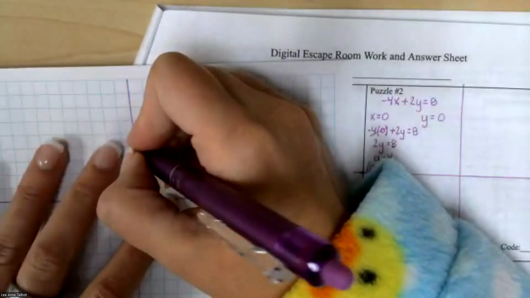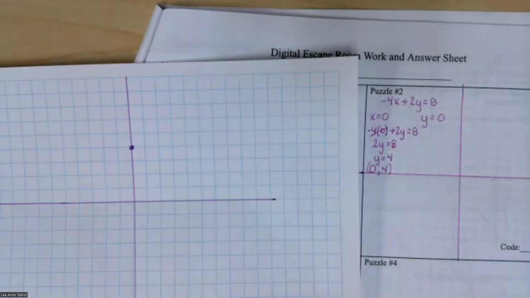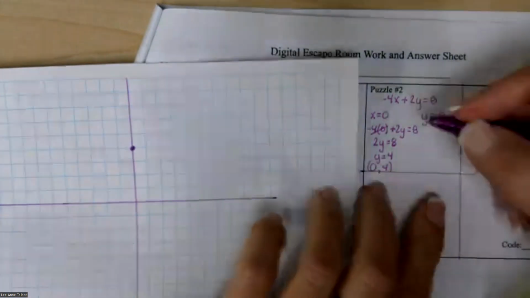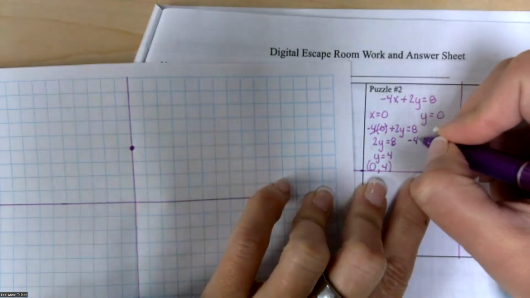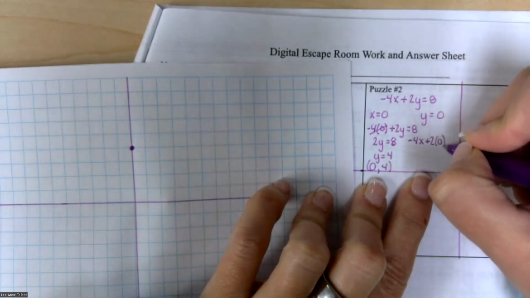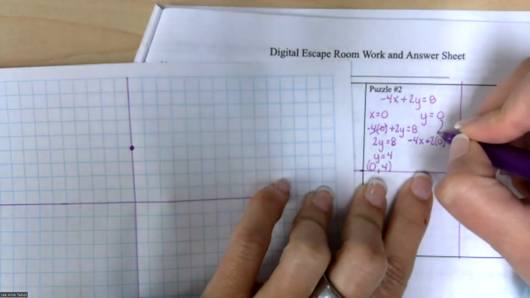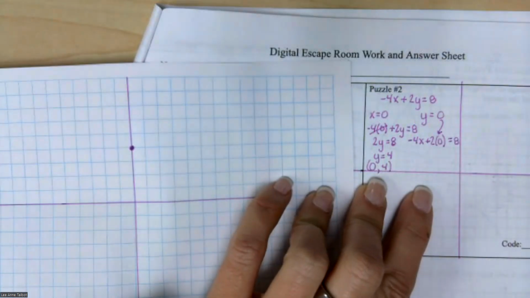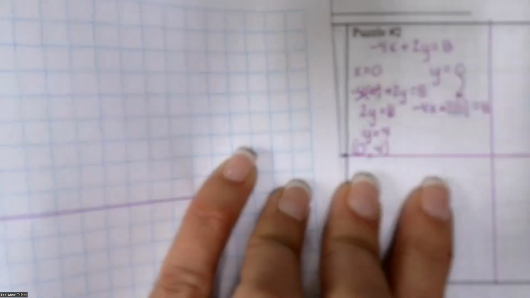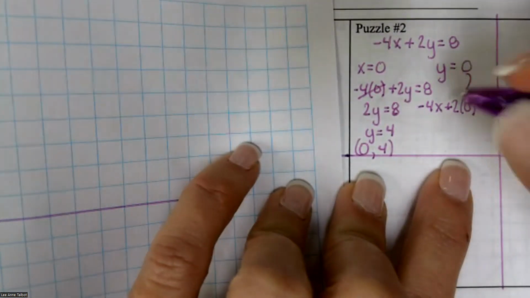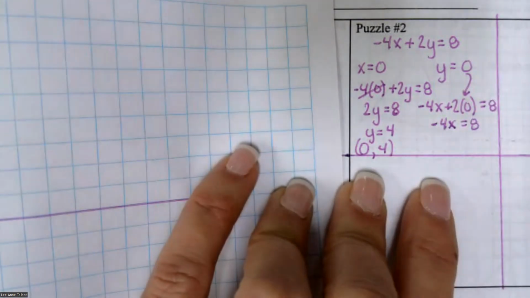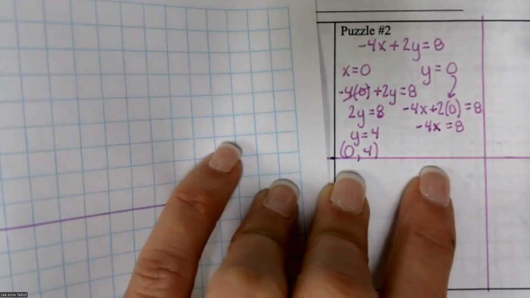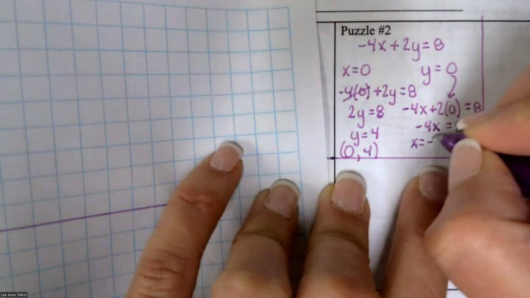Okay, so 0, 4 is right here. Now I'm going to do my second part where y is 0. So negative 4x plus 2 times 0 equals 8. Negative 4x equals 8. What is x? Negative 2.